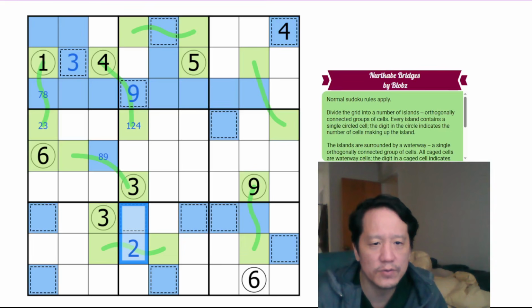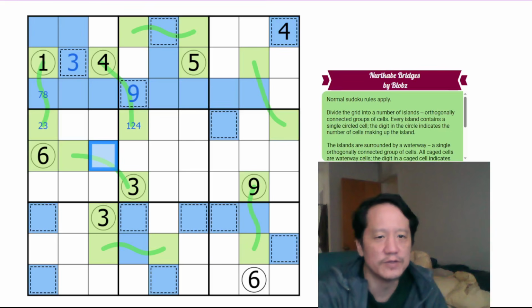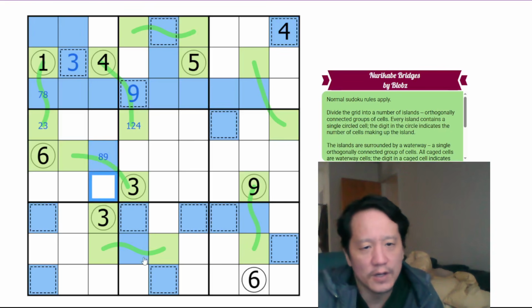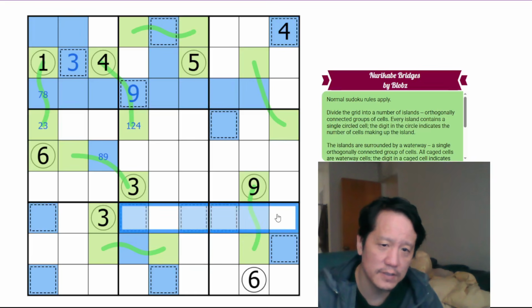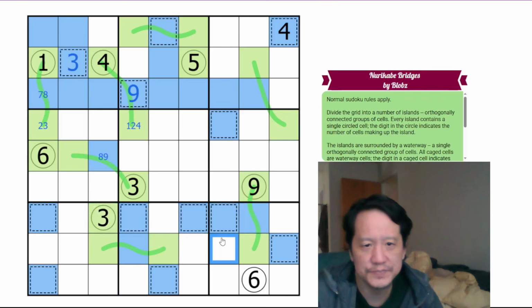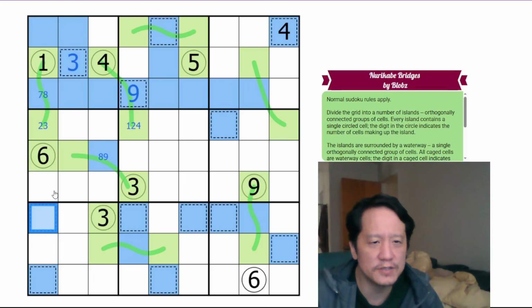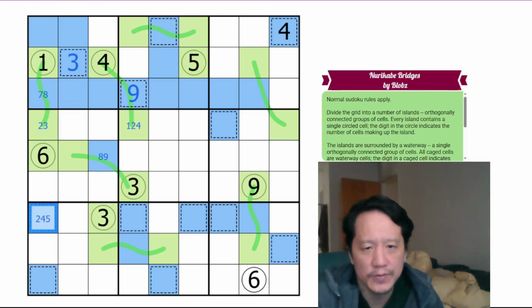Oh, wait, no, this is not a waterway. Sorry, this is not a cage, so we don't have to worry about that. That's wrong. This is 8 or 9, though, still. We don't know anything about that. This sees... could be a lot, actually. This sees at most... It could be 5, at most. It cannot be 1, cannot be 3, so this is 2, 4, or 5 here.